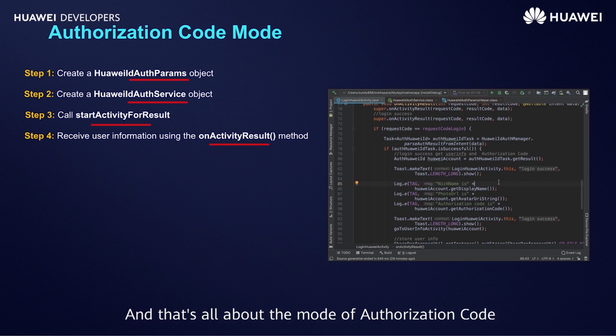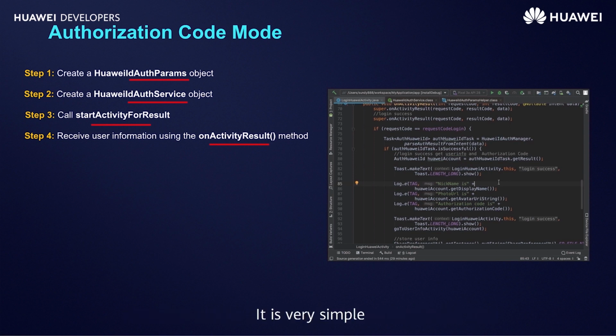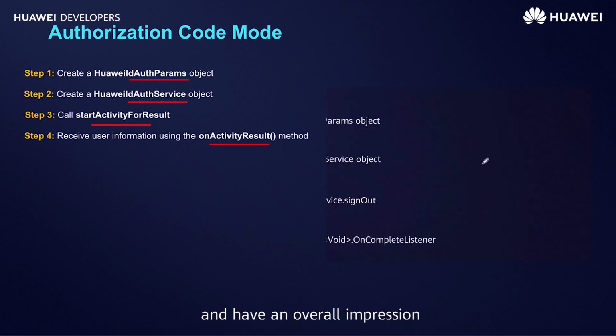And that's all about the mode of authorization code. This is the most important authorization login mode. Next, let's have a simple look at the use of other APIs. It is very simple, so we will rapidly go over it, so that our developers may rapidly understand the API of Account Kit and have an overall impression.